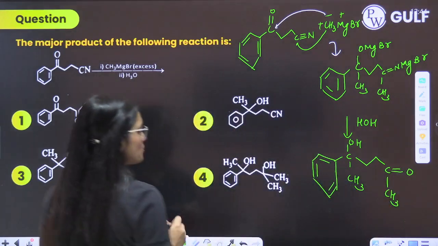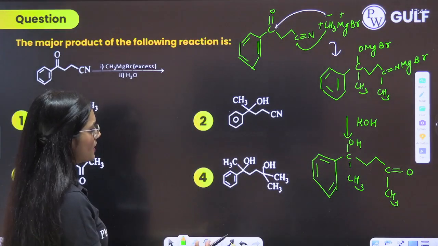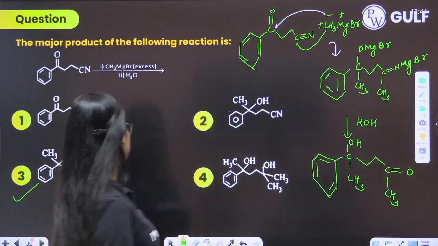So which option is correct over here? It is matching with option number 3. So option 3 here is the right answer.